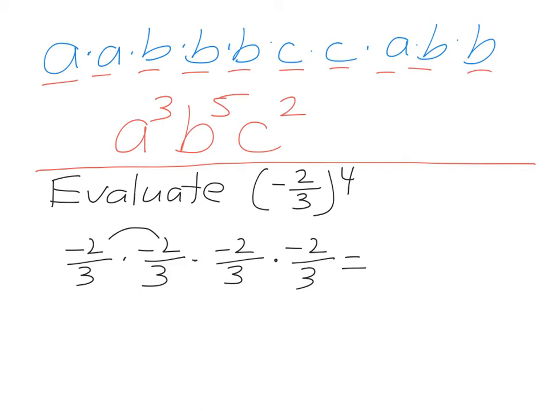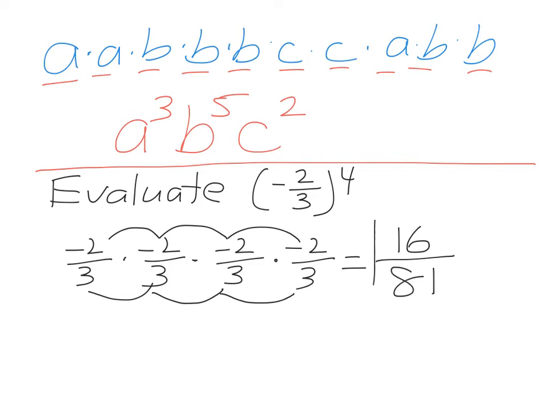Negative 2 times negative 2 is positive 4, times a negative 2 is negative 8, times a negative 2 is positive 16. 3 times 3 is 9, times 3 is 27, times 3 is 81. So negative 2/3 to the fourth power actually gives me 16/81.